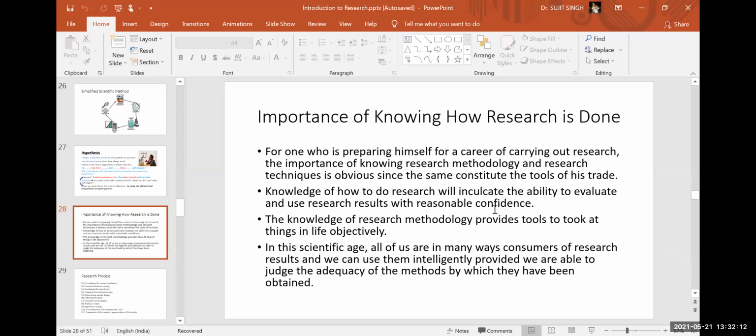No. Okay. So this research methodology provides a tool to look at things in life also. When you become habitual, you look for objectivity. You can't be biased. You will be a more rational person. You will believe in logic more than your intuition or opinion or whatever that may be.